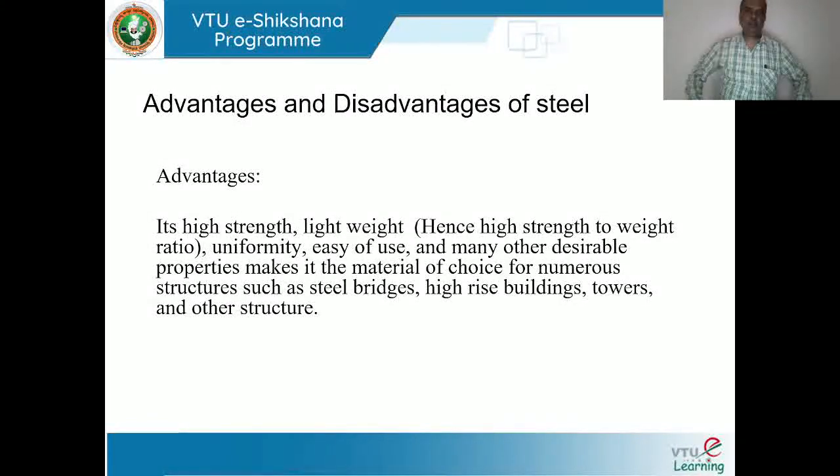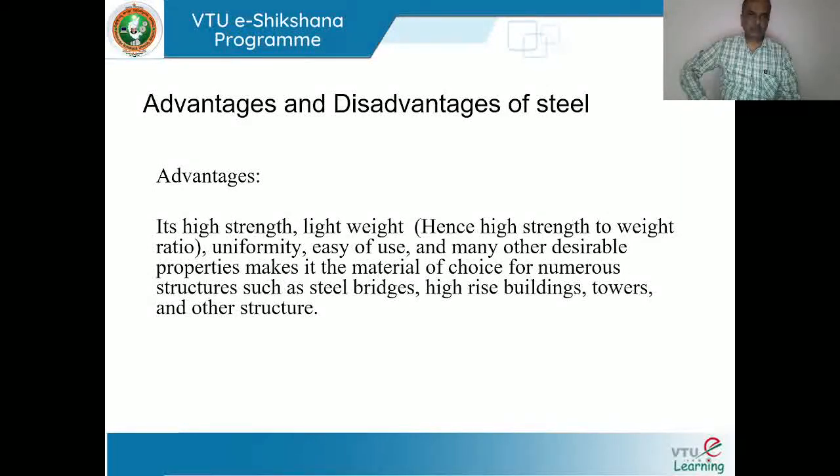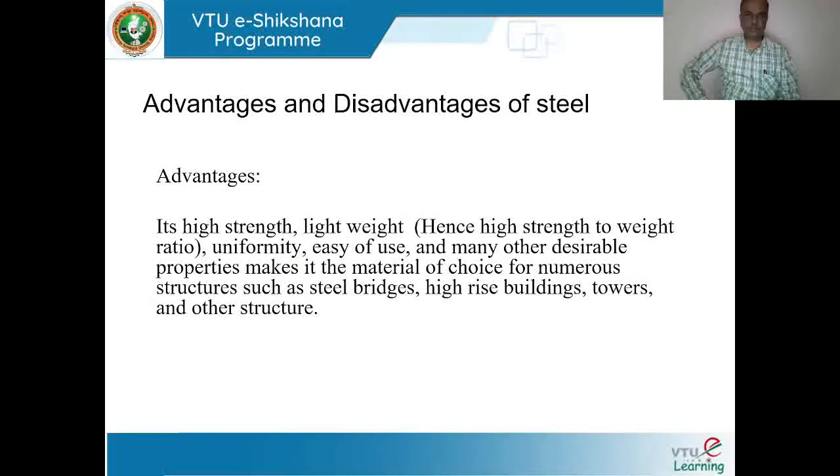So let us see what the advantages and disadvantages of steel are. As far as the advantages are concerned, the material has very high strength. That is one of the important advantages compared to concrete or any other construction material. The cross section is very compact in many cases, and as a result, steel is light in weight. So the combination of strength and weight, the high strength to weight ratio, plays a very important role. On the other hand, in the case of concrete, the ratio of strength to weight is not that good.